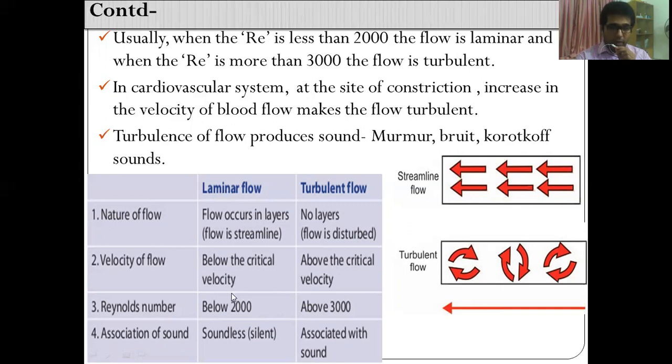And in case of laminar flow, Reynolds number remains below 2000, but in case of turbulent flow, the Reynolds number becomes more, above 3000. Association with sound: laminar flow does not produce any sound, that is, it is soundless or silent, but turbulent flow always produces sound, so it is associated with sounds like murmur and bruit.